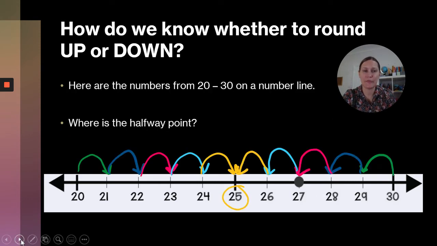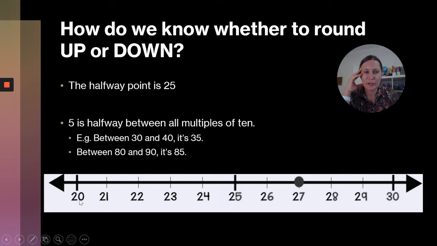Here are the numbers from 20 to 30 on that number line, and I've decided to find the halfway mark between the two. So you can see I've gone in green, one at each end, keeping it even. Dark blue, one at each end. Pink, one at each end. Light blue, one at each end. And then the two yellows meet in the middle at the halfway mark, which for this number is 25. The halfway point between 20 and 30 is 25.